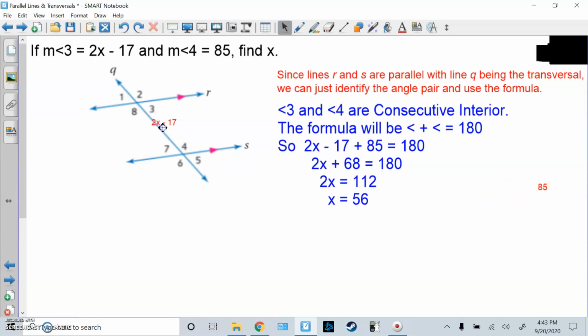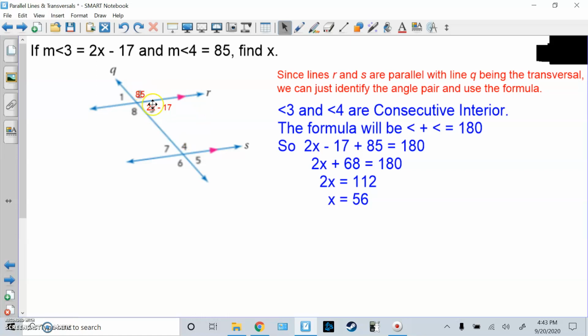So let me do this. Angle 3 is right here. Angle 85 is right here. Now notice, I could say angle 2 and 4 are corresponding. So I could move this 85 up here.